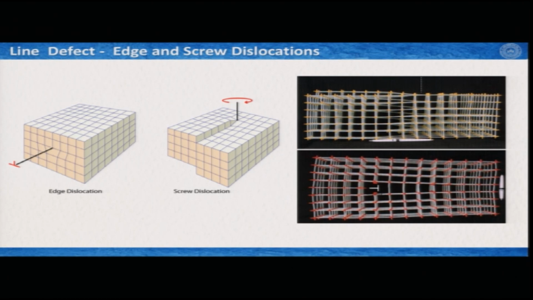Now, this is how they look if we try to draw them. Edge dislocation is something like this, defined with this T either flipped or straight, whereas screw dislocation looks something like that, where the dislocation is moving in this direction, and here the dislocation is moving in this direction for edge dislocation. Here are two models that you can see. This one is a screw dislocation, and this one is the edge dislocation, where this is the rotation axis and this is the dislocation line.